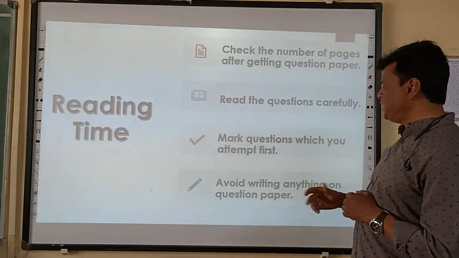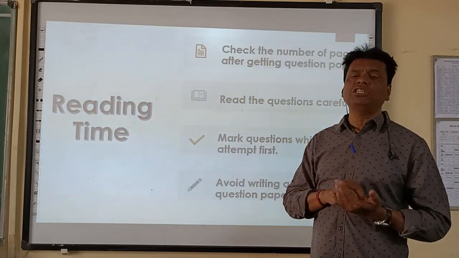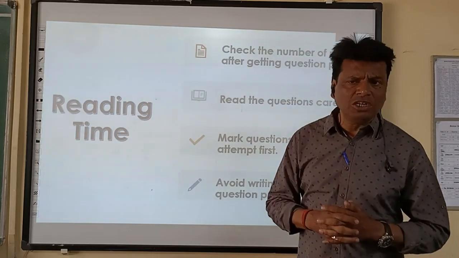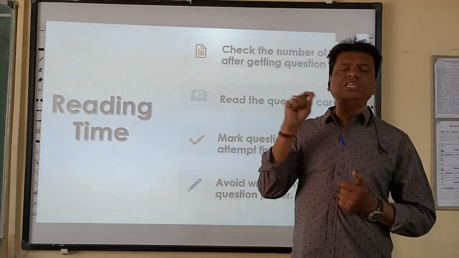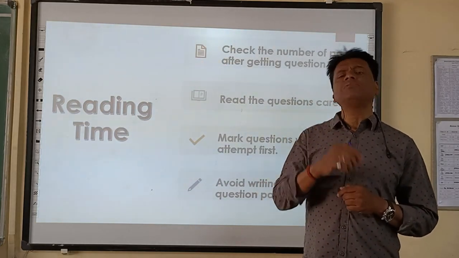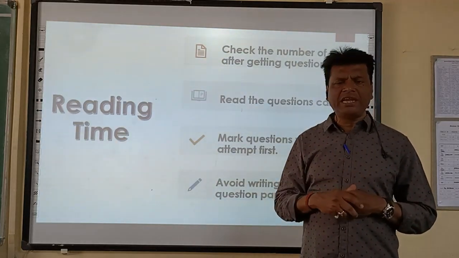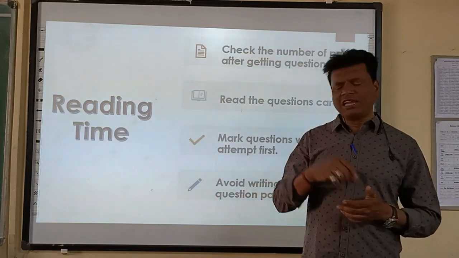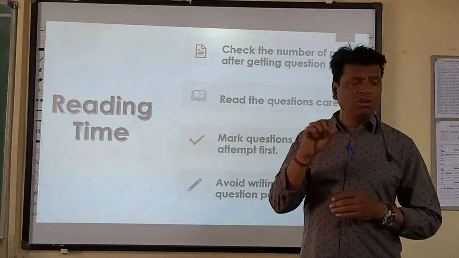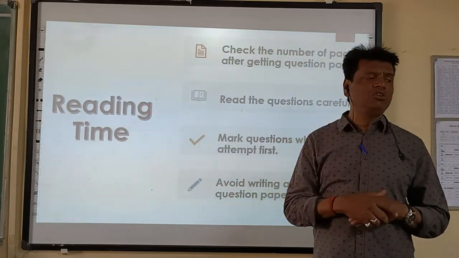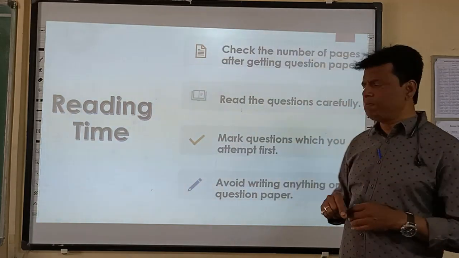So avoid writing anything on the question paper. Remember that you do not have to write anything on the question paper. It has been observed that many times students, when reading the question paper, simply tick the 1 mark multiple choice questions on the question paper, so that they will get an idea while writing in the copy. Do not tick, mark or write anything on the question paper. Otherwise your paper will be cancelled also. So do not write anything on the question paper, right?